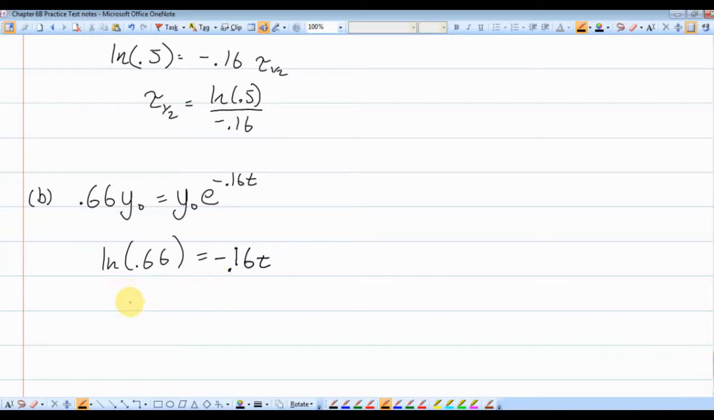And so t would be equal to negative natural log of 0.66 over 0.16.